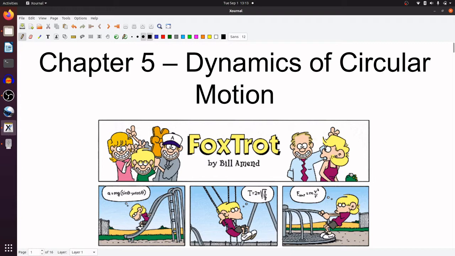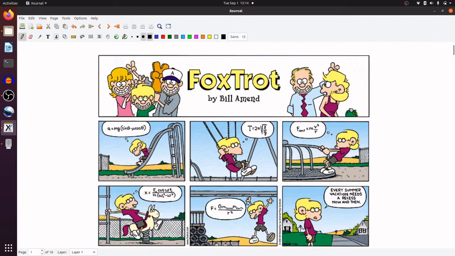So, chapter 5 is a continuation, more or less, of chapter 4. And we deal a little bit more with forces, but we also introduce forces with circular motion, as demonstrated by the Foxtrot comic. Not all of it's circular motion, but some of it definitely is. Some of those things you might recognize.